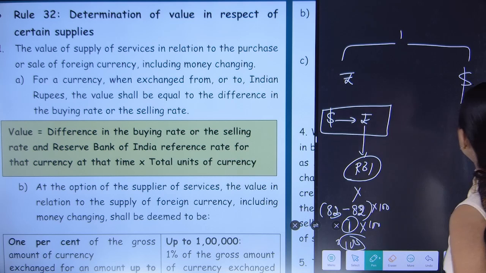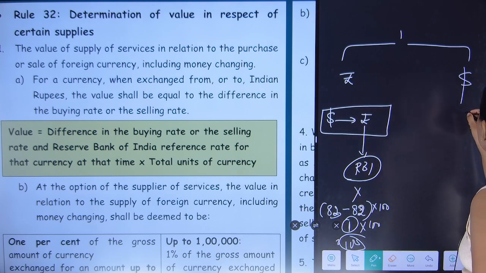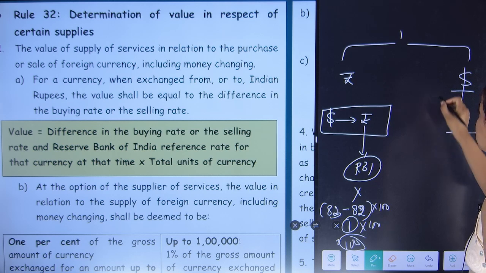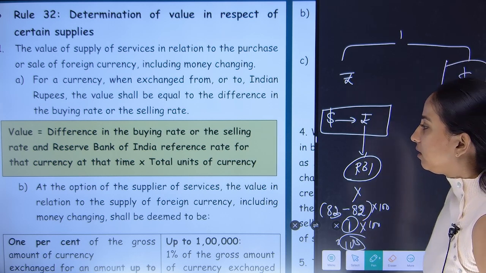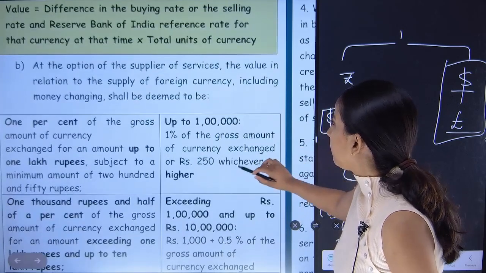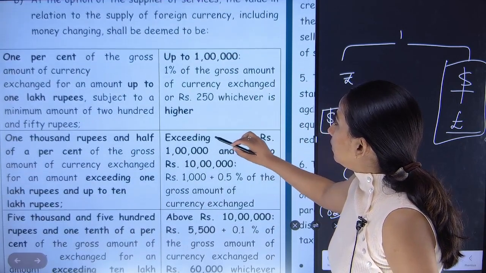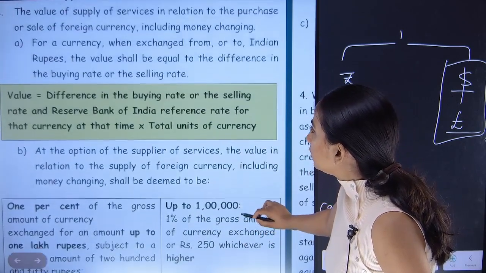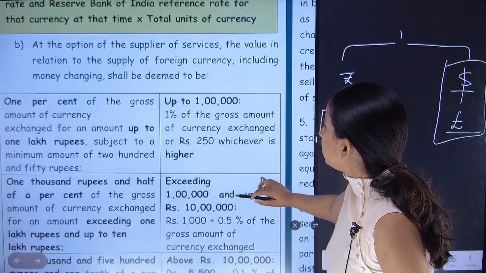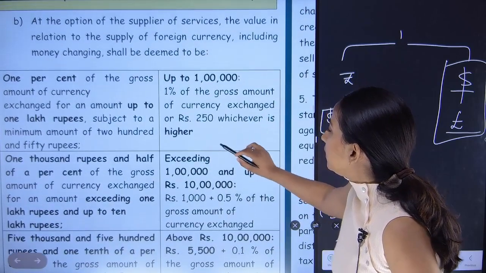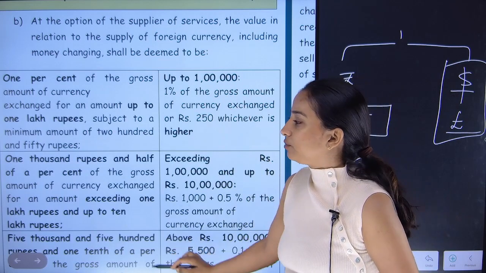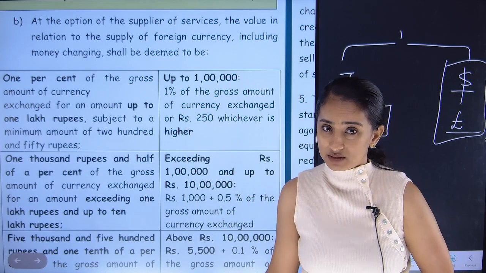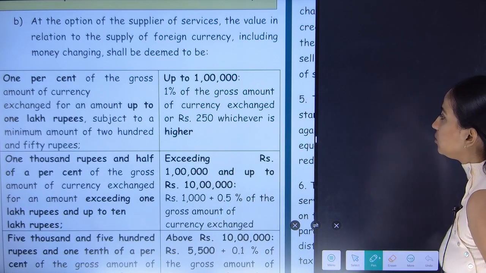Now come here. Now let's say you converted dollars into pound. There is no Indian rupees here at all. Correct? There is no involvement of Indian rupees here at all. Then what do you do? Here, in relation to supply of foreign currency, including money changing, the value shall be deemed to be up to... So they have given you certain slabs. Please understand the slabs. You will need to remember this.